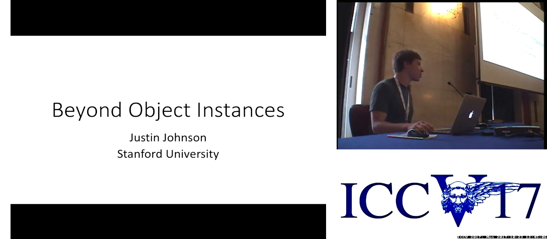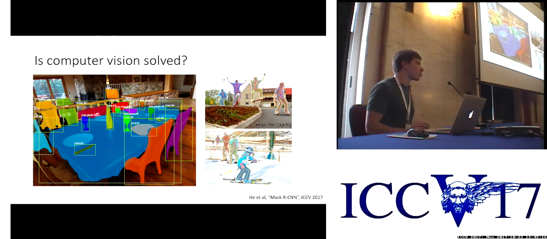Okay, so I'm a PhD student at Stanford University, advised by Fei-Fei Li, and today I'll be talking about a lot of interesting tasks in computer vision that go beyond basic object detection. When I look at some of these results coming out of recent papers like Mask R-CNN, you start to wonder, is computer vision solved?